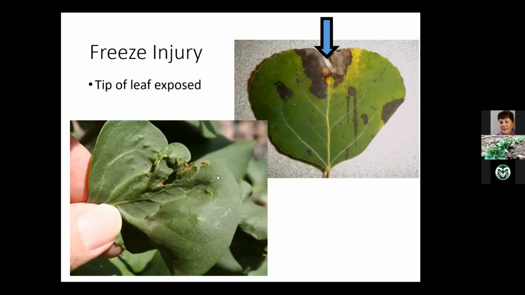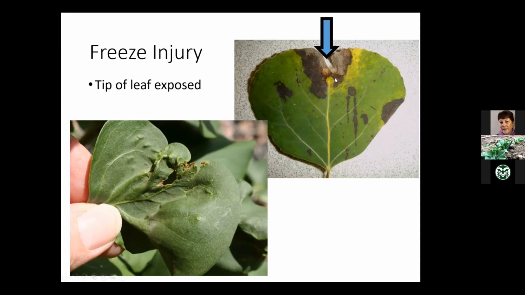Freeze injury, if we're looking at leaf tissue, sometimes we can tell it's freeze injury just because we get this heart-shaped look to it. In this bottom picture, you can see there's a little bit of necrosis at the very tip. What happened is that the cold actually damaged that growing tip right there, but that's it. And then the rest of the leaf keeps growing around that, so it gives that heart-shaped appearance.